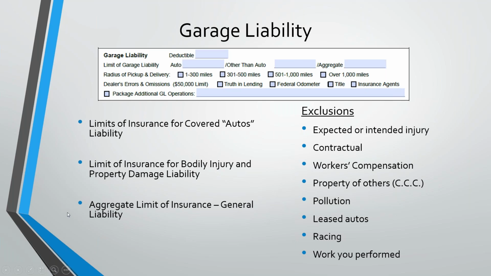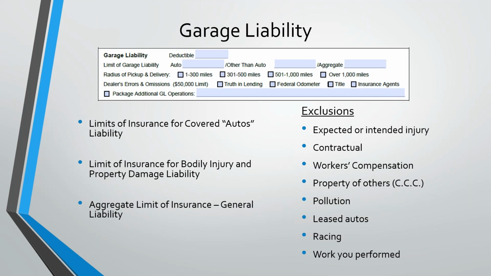So, the garage liability. This section is obviously very important to indicate the limits that you're requesting. The standard limit is usually $1 million in liability, and the overall aggregate we can offer is $3 million. We're going to want to know if they're doing any pickup and delivery, so you would just indicate the mileage radius.